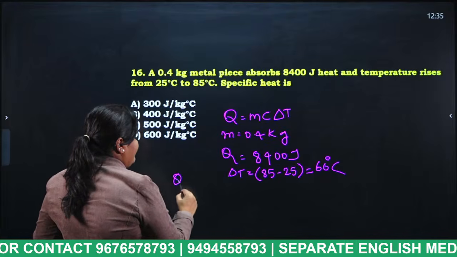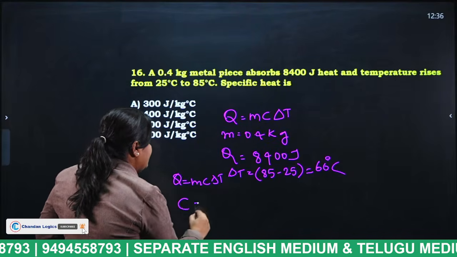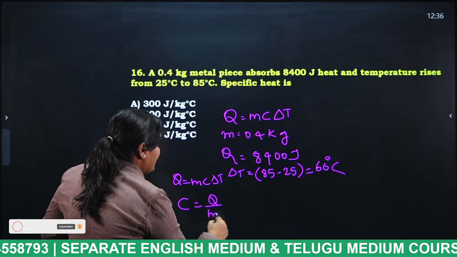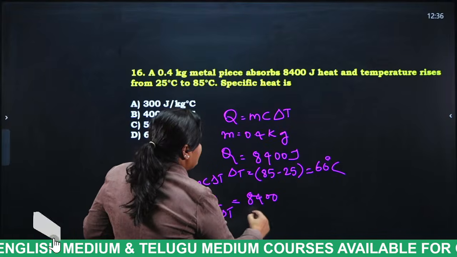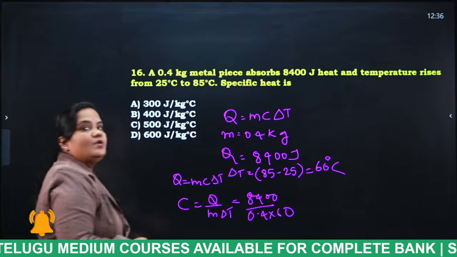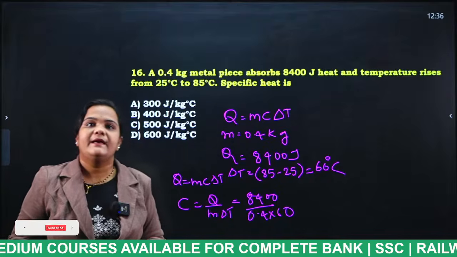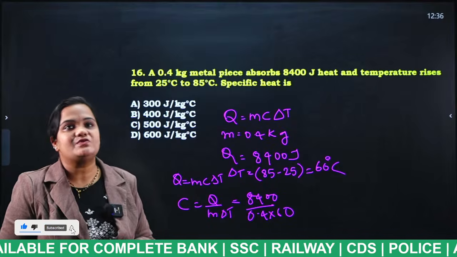Now try to solve for C, students. From this, Q is equal to M C delta T. So you will get C is equal to Q by M delta T. So what is the Q? 8400 by 0.4 into 60. Try to solve it, students. What is the answer here? Solve it and tell me the answer for this question.